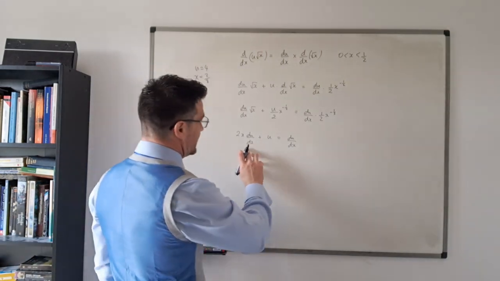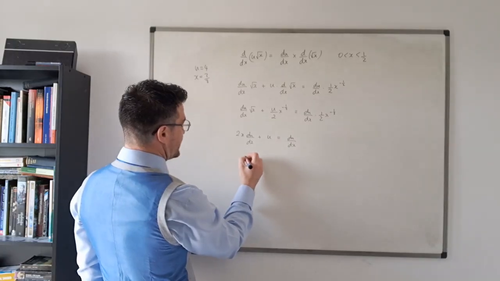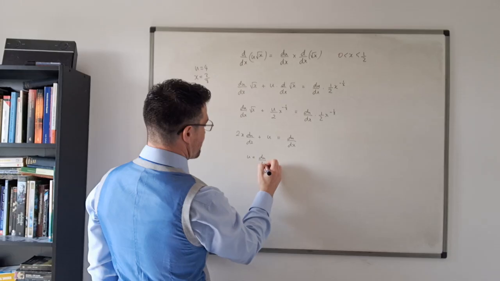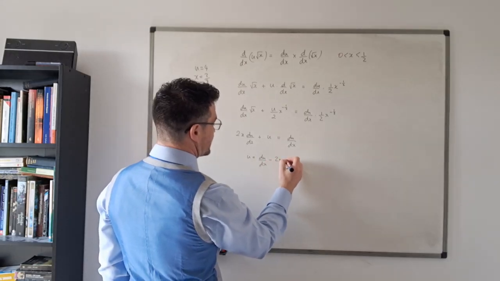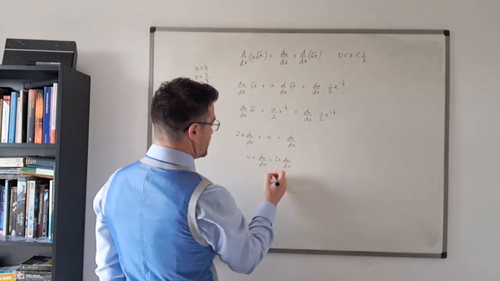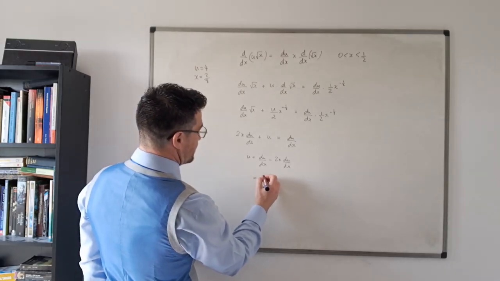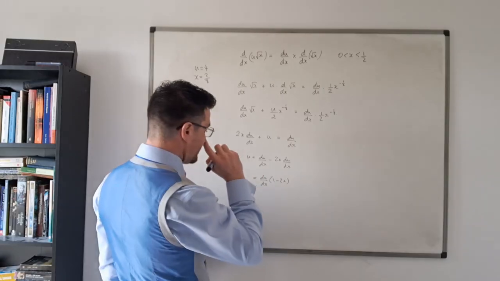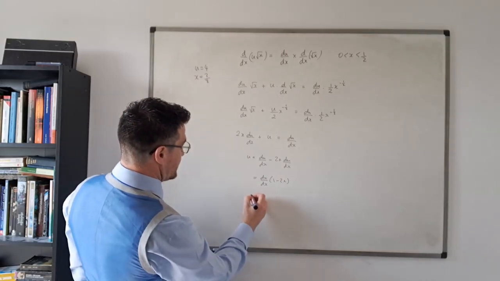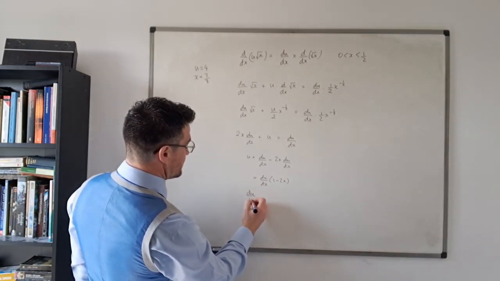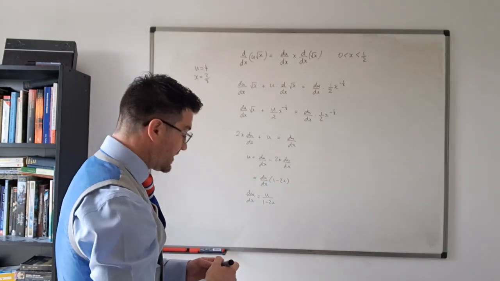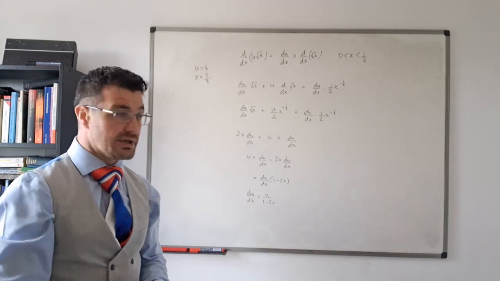So let's try that out. We get u equals du by dx minus 2x times du by dx, which of course equals du by dx times 1 minus 2x. So therefore we get du by dx is equal to u over 1 minus 2x. Perfect, because that's a separable differential equation.